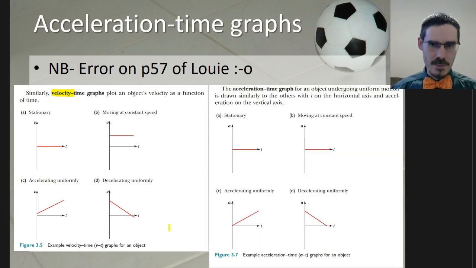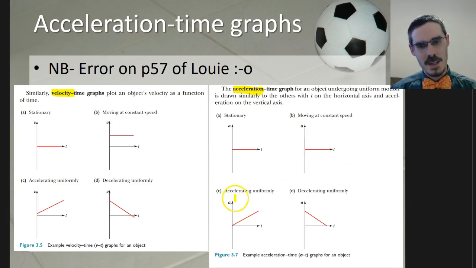At the bottom of page 57 appear these four graphs. Now these four graphs are acceleration time graphs. Again, the first two are correct, but these two aren't. For a stationary object, it's not moving and it stays not moving, so its acceleration is 0. If it's moving at a constant speed, that's this one, then again its acceleration is 0. The slope of this graph is 0. Its velocity isn't changing, so its acceleration is 0.